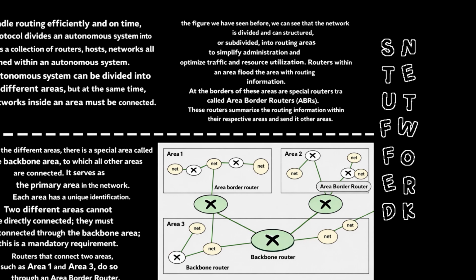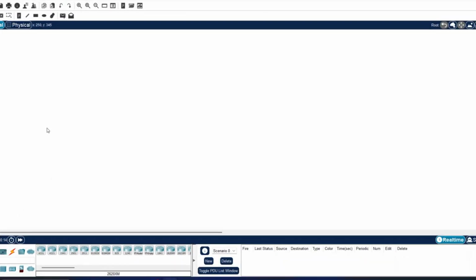Each area has a unique identification. Two different areas cannot be directly connected. They must be connected through the backbone area. There is a mandatory requirement. Routers that connect two areas, such as Area 1 and Area 3, do so through an area border router.